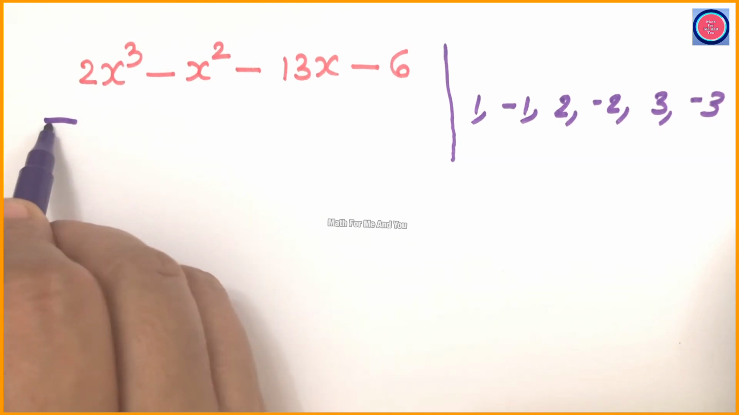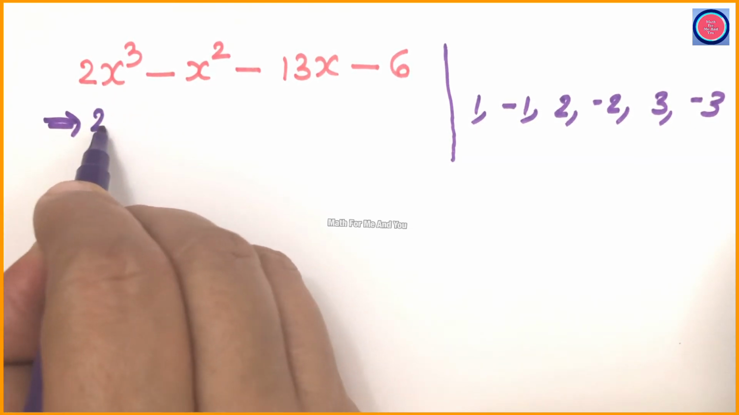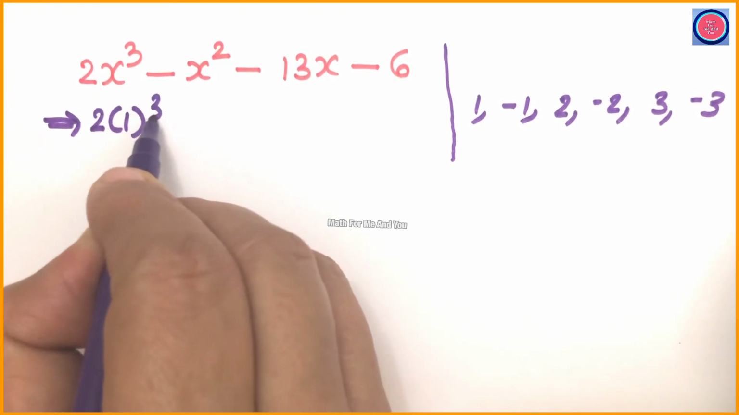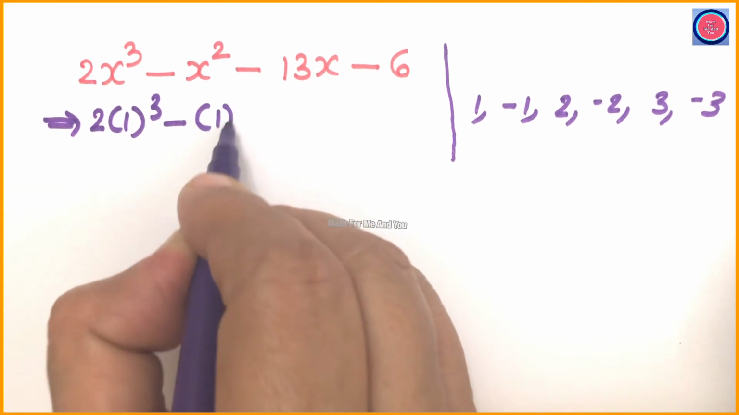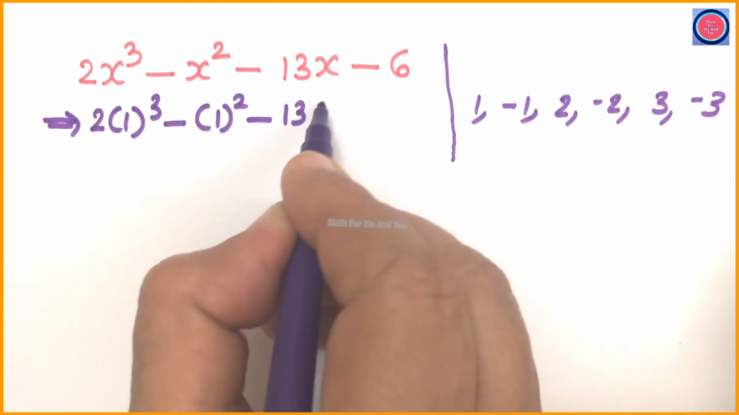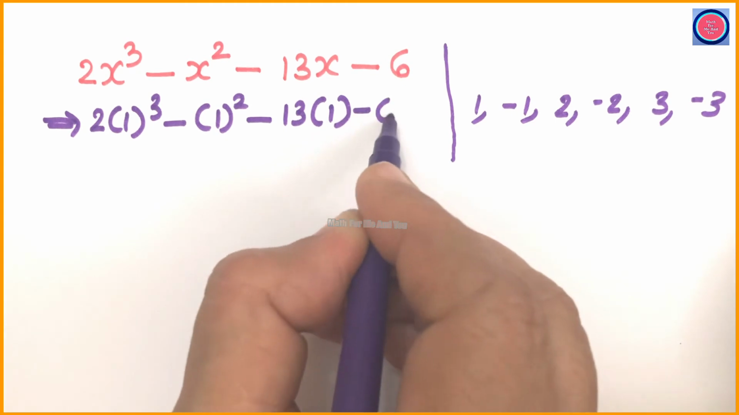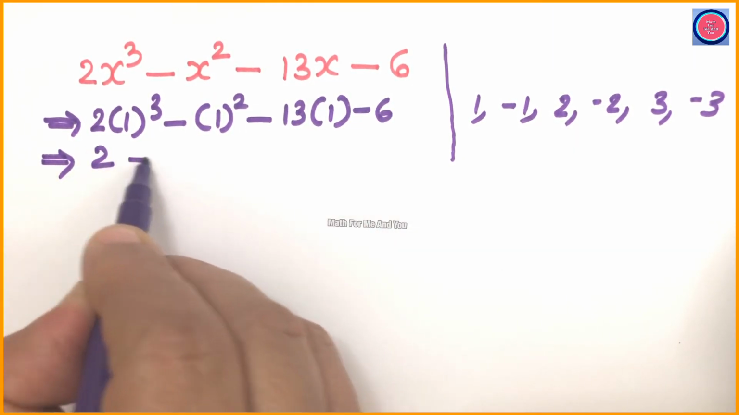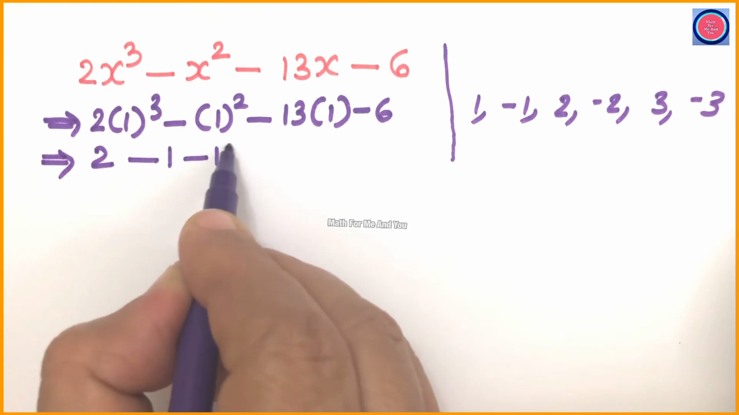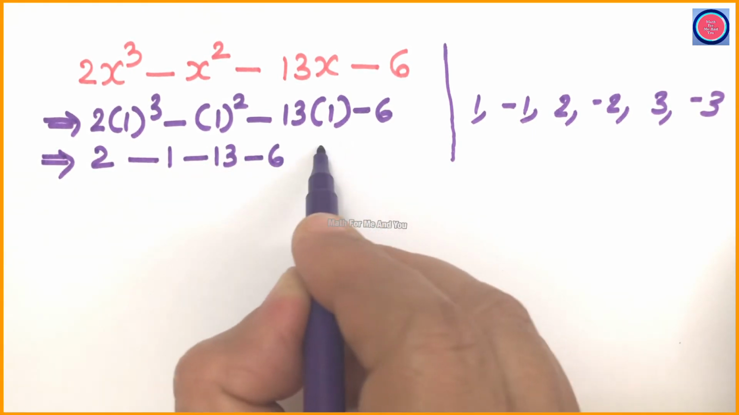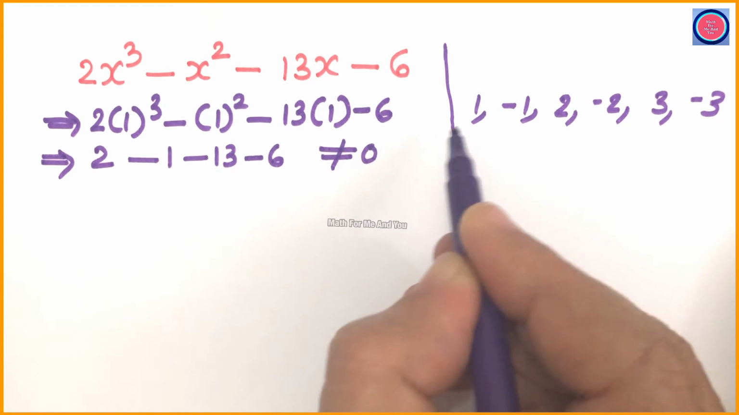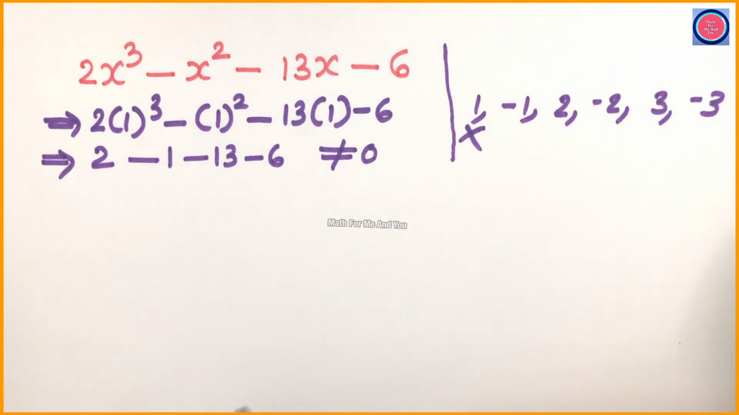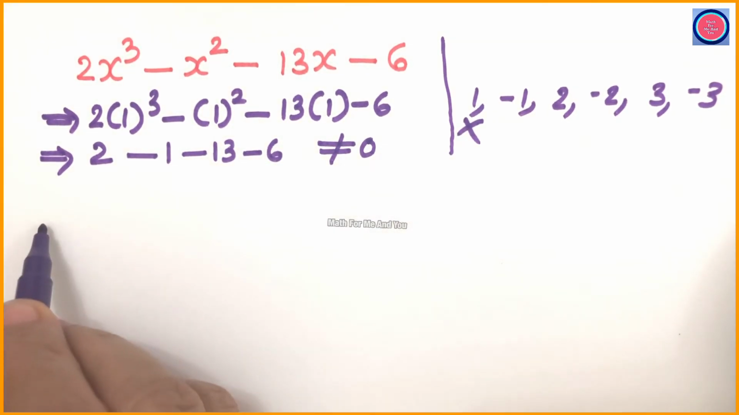When we substitute x equals 1, we get 2 times 1 cube minus 1 square minus 13 times 1 minus 6. That means 2 times 1 cube is 2, minus 1, minus 13, minus 6. See, we are not getting the answer 0. So this is not equal to 0. 1 is not a root. Now try with minus 1.